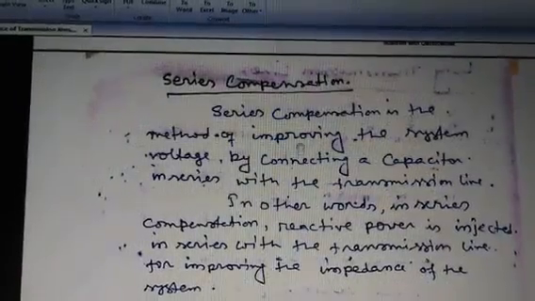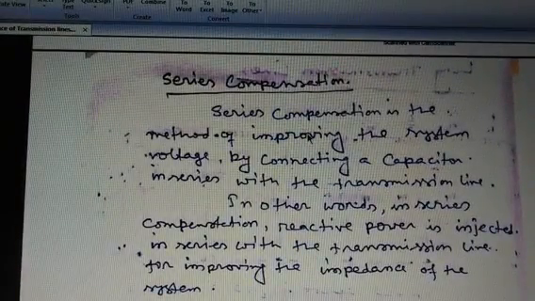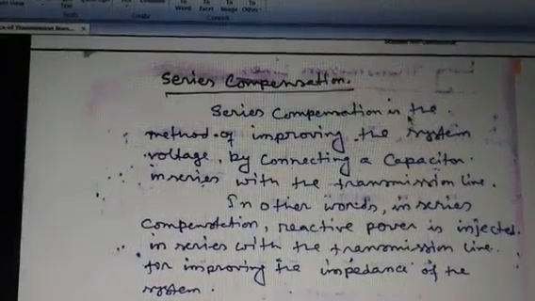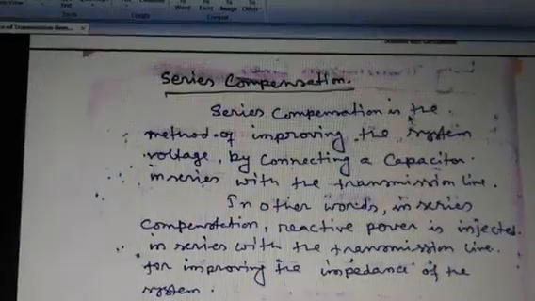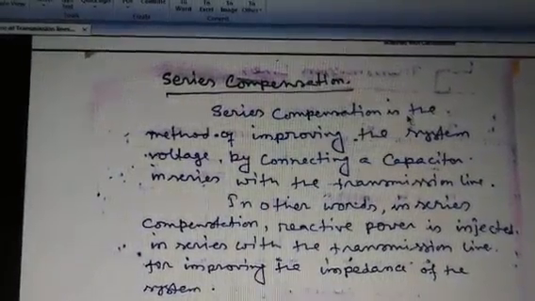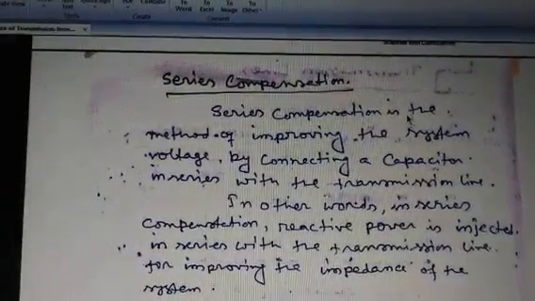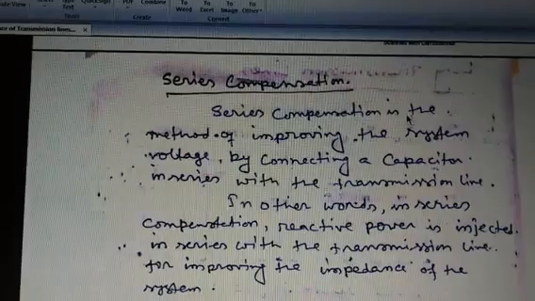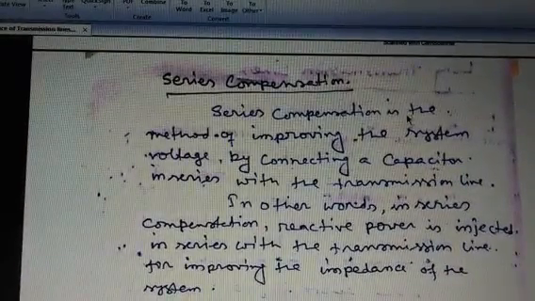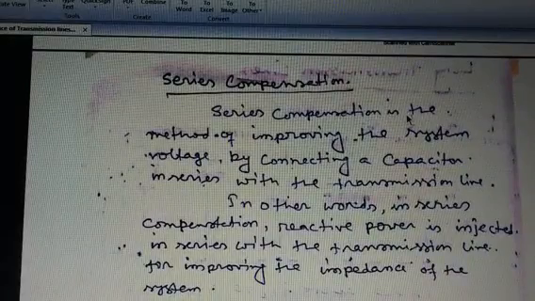Now the point of series compensation. What is series compensation? Series compensation is the method of improving the system voltage by connecting a capacitor in series with the transmission lines. In other words, in series compensation, reactive power is injected in series with the transmission line for improving the impedance of the system.